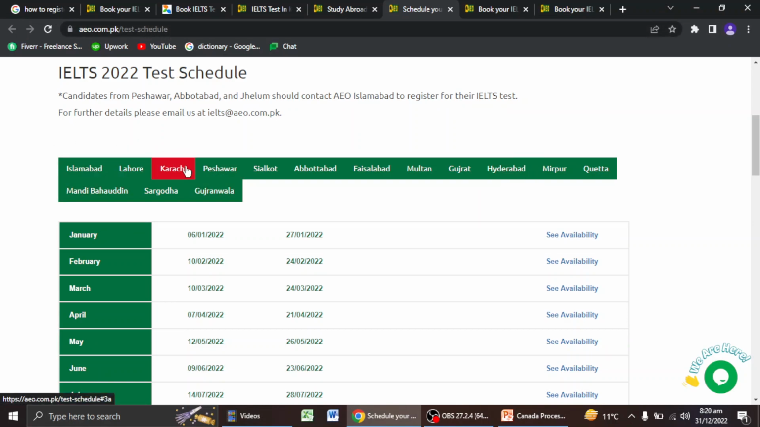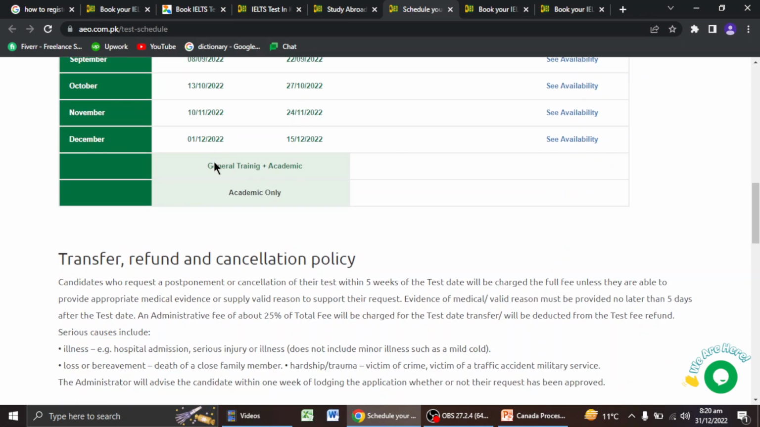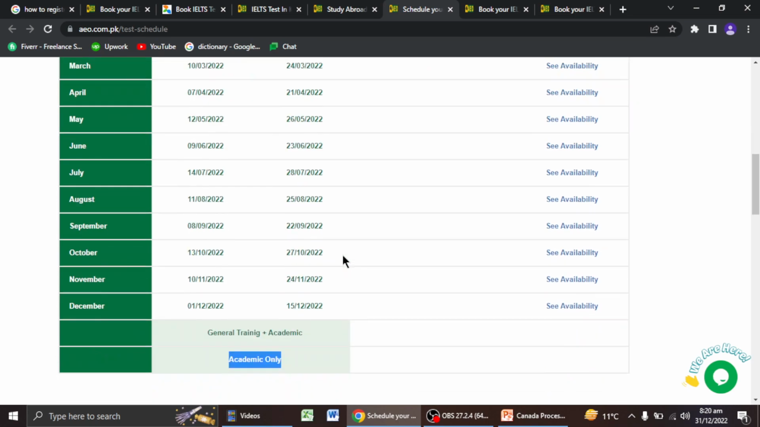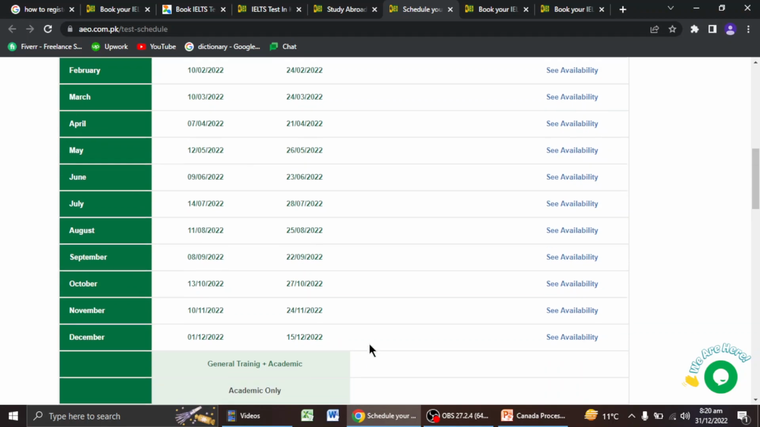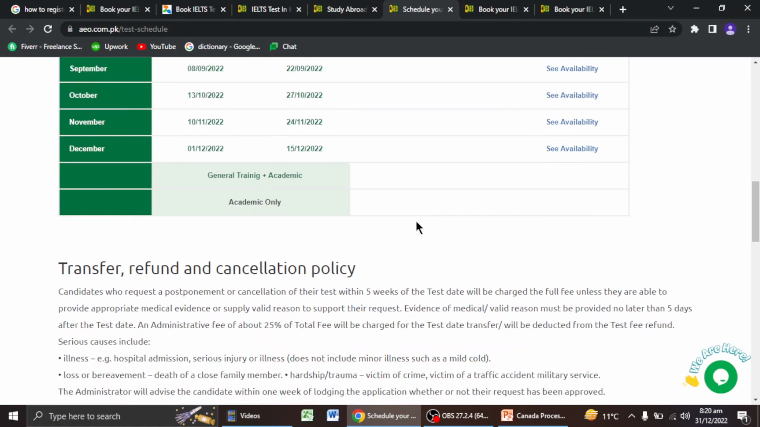For example, for Karachi, I have viewed it, and which one is it? Is it the academic one or the general training one? They're going to tell it here. This is the general training plus academic one, so both of them are available. And for those in black, there's only academic IELTS available, right? So for January, both are available. There are usually 2 to 4 test dates in a month, so you can register accordingly.